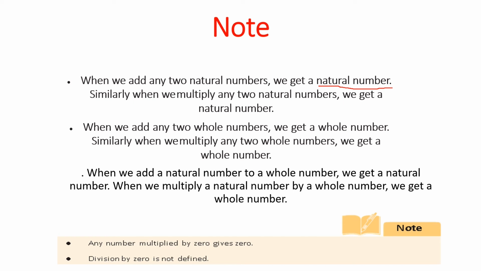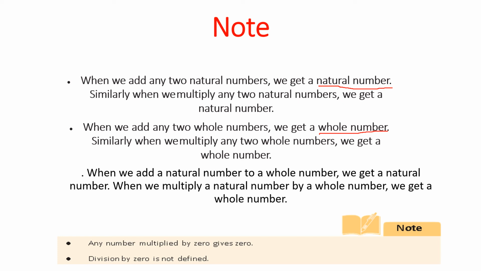When we add any two whole numbers, we get a whole number. Whole number starts from 0, isn't it? 0, 1, 2, 3, etc. அப்போ whole numbersல வந்து ரெண்டு numbers நீங்க add பண்ணீங்கனாலும் again you will get whole number. Similarly, when we multiply any two whole numbers, we get a whole number. If you are multiplying any two whole numbers, again you will get a whole number.